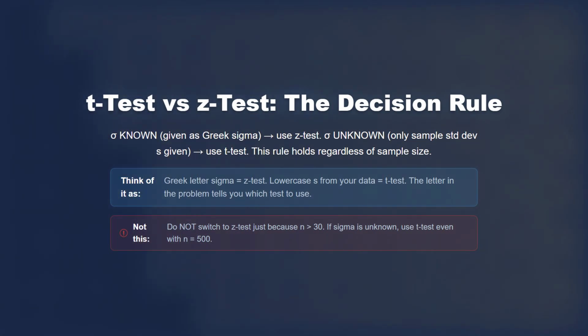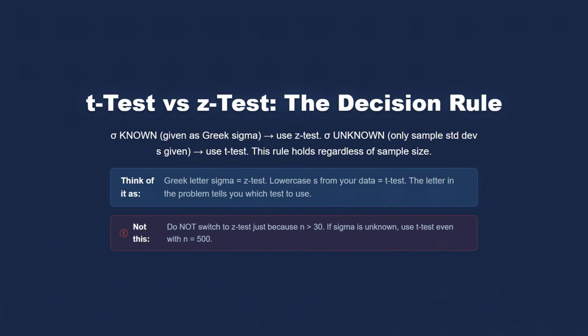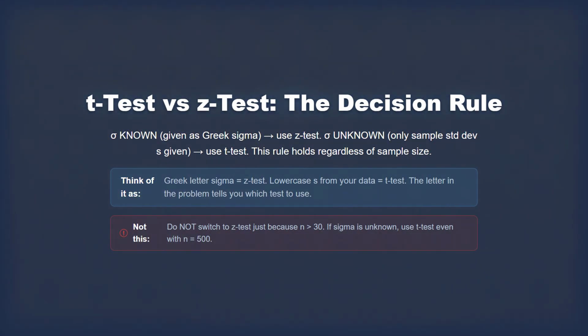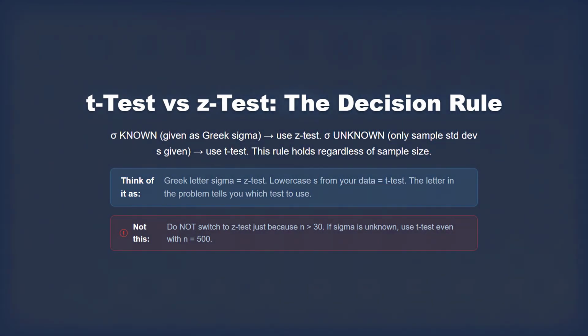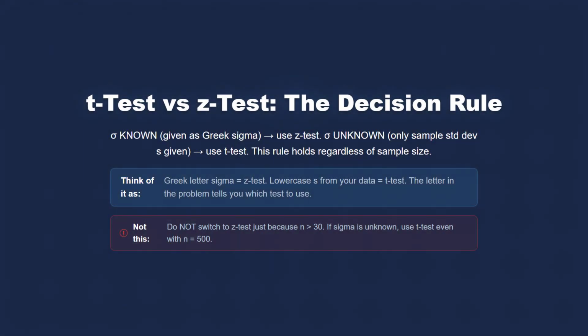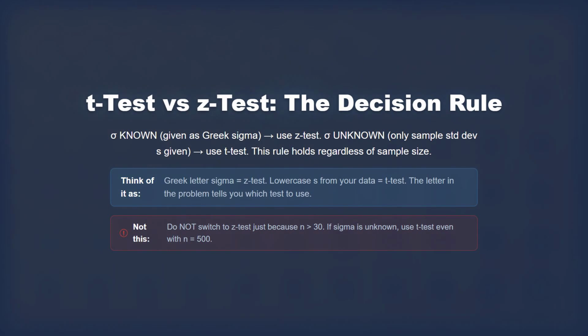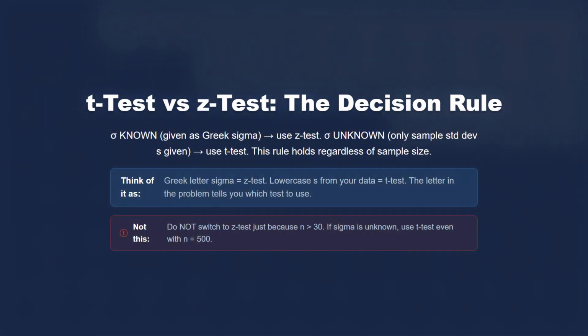The dangerous misconception is the n greater than 30 rule. Many candidates believe that if n exceeds 30, they should switch to z. That rule is for the central limit theorem approximation. It is not the CFA rule for test selection. On your exam tomorrow, if the problem gives you a sample standard deviation s, use t, period. Sample size is irrelevant to this decision.